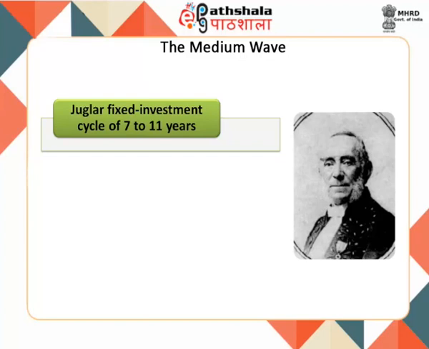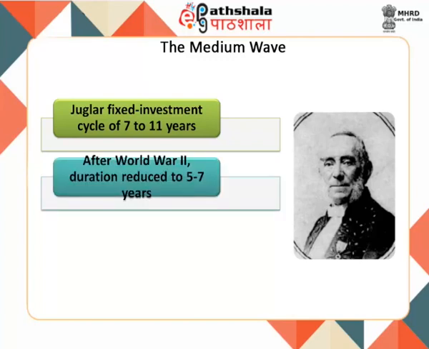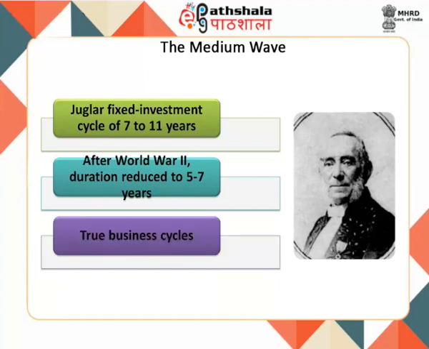This is associated with the life cycle of investment goods that initiate fluctuations in major economic variables. After World War II, the duration of these cycles has got reduced to 5 to 7 years for most Western countries. The Juglar cycles are considered to be true business cycles.